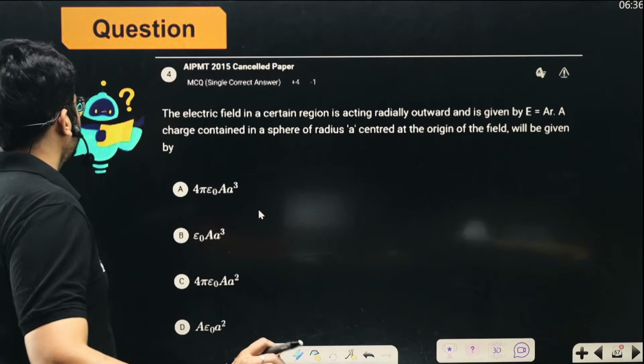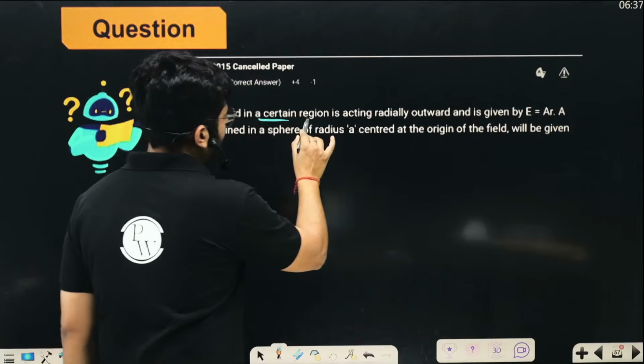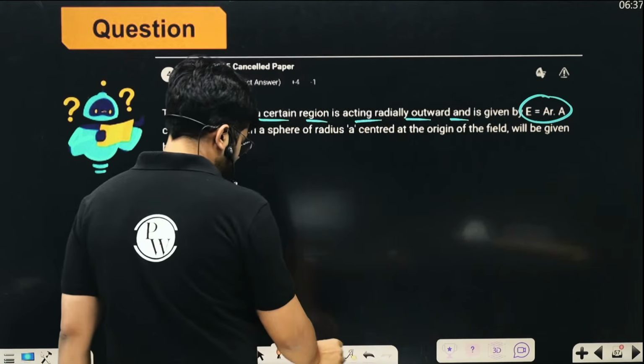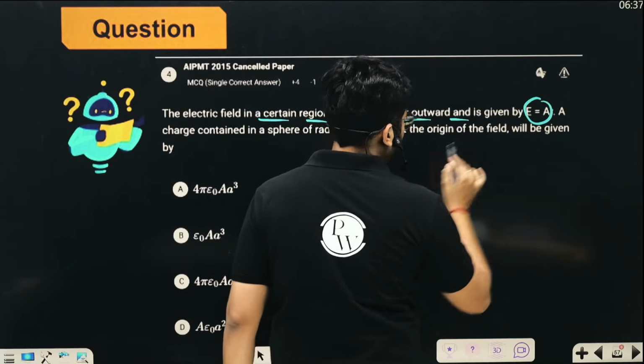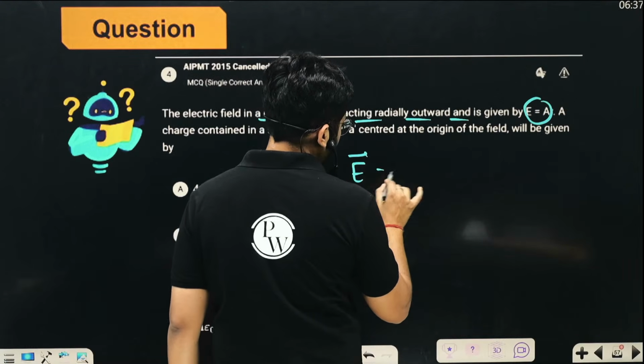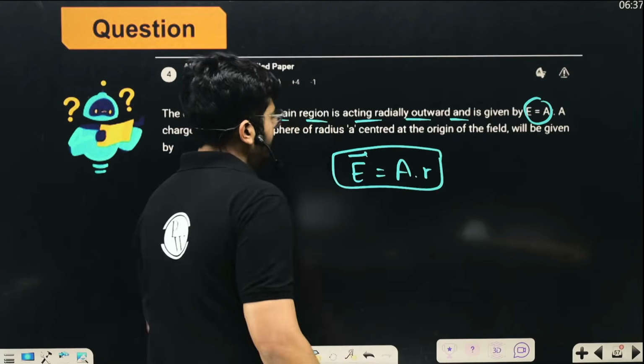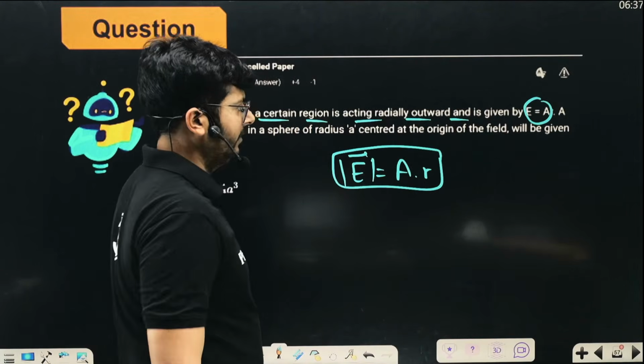Alright, so the next question is this: the electric field in a certain region is acting radially outward and is given by E = A r. This is the magnitude of the electric field in that region.